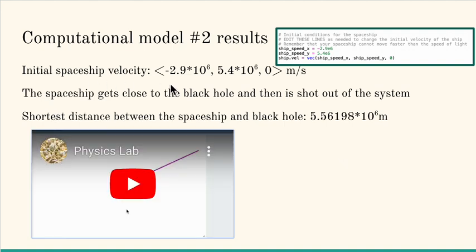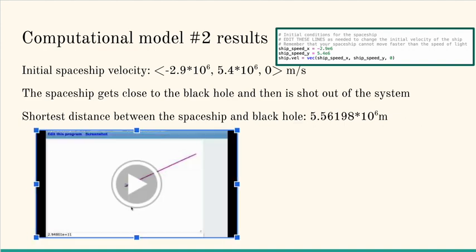So the velocity initially was negative 2.9 times 10 to the 6th, 5.4 times 10 to the 6th, 0 meters per second. And then the shortest distance that we achieved between the spaceship and the black hole was 5.56 times 10 to the 6 meters.